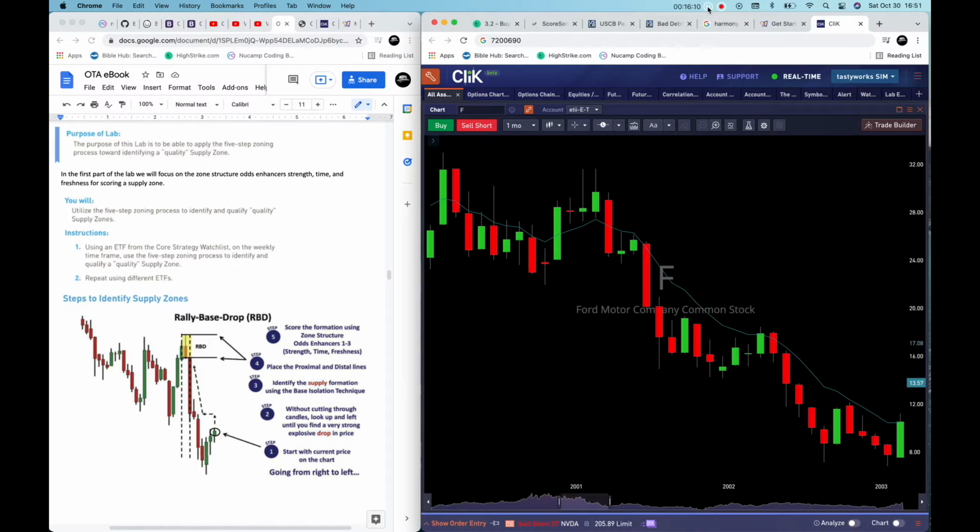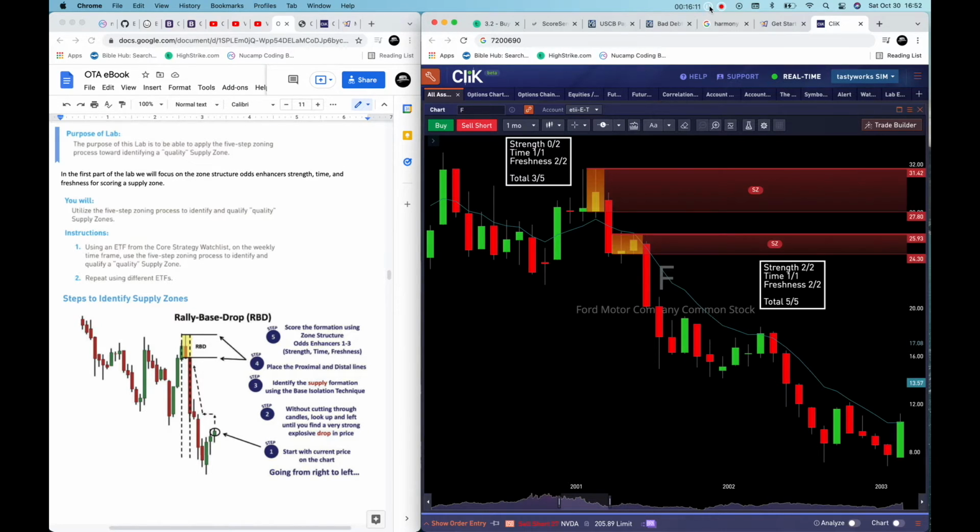All right, and the correct answer is, looking at our top zone here, strength earned 0 points, time 1 point, freshness 2 points for a total of 3 out of 5. And looking at this bottom zone here, strength earned 2 points, time earned 1 point, and freshness earned 2 points for a total of 5 out of 5.